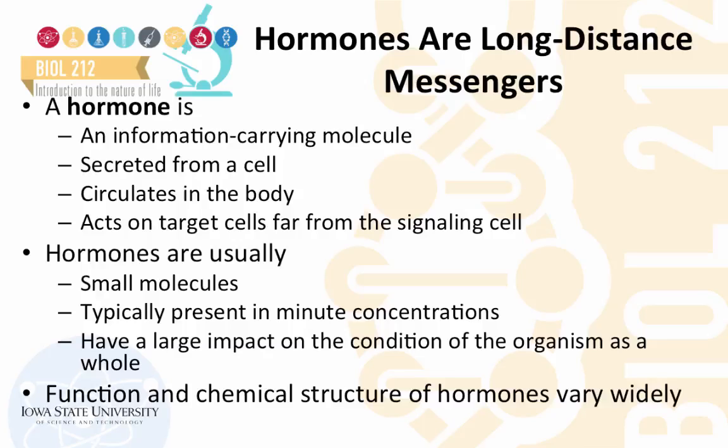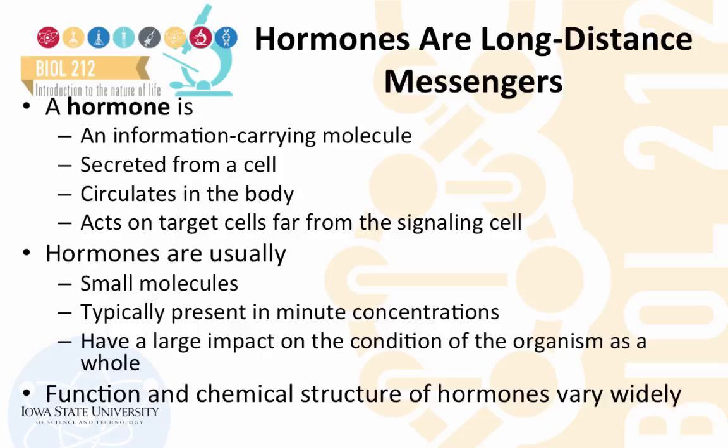The molecules that carry messages from one part of the plant or animal body to the other are called hormones. A hormone is an information-carrying molecule that is secreted from a cell. It circulates throughout the body and acts on target cells that are far from the signaling cell. Hormones are usually small molecules, are typically present in minute concentrations, and have a large impact on the condition of the organism as a whole.